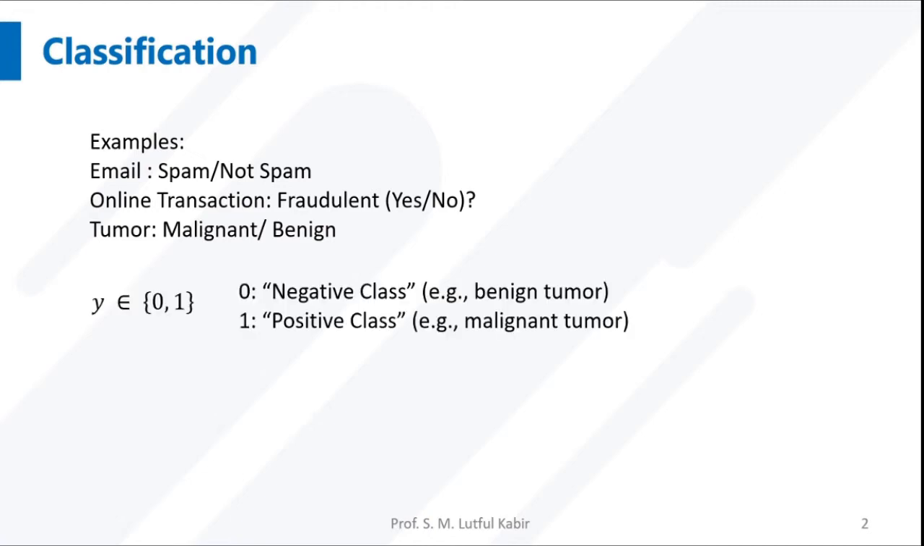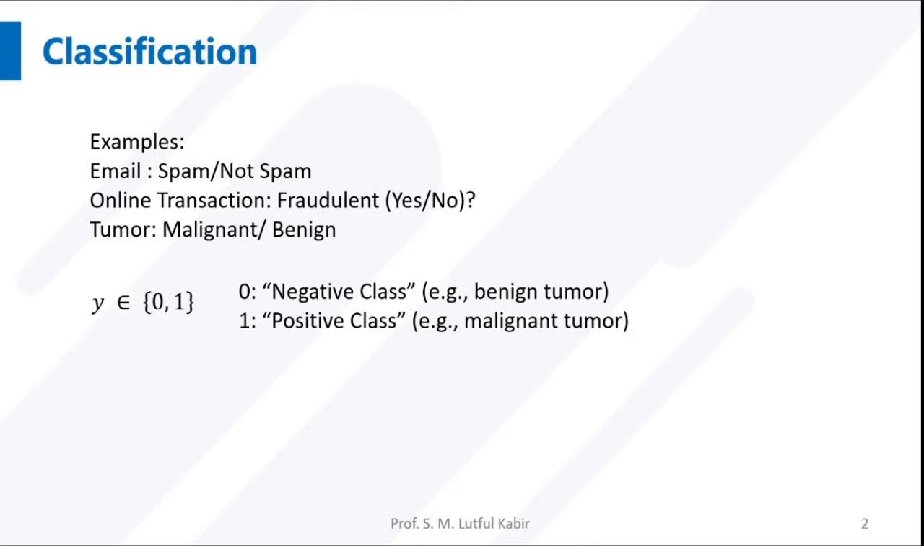So normally the output is between 0 and 1, yes or no. In all the examples that we have cited, the output data will be yes or no. For example, in the case of a tumor, we group the data having 0 as the negative class, that is a benign tumor. And the positive class we denote by 1, which is a malignant tumor. So there are two options for the output, either 0 or 1.